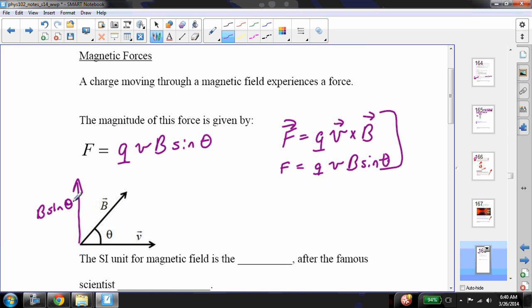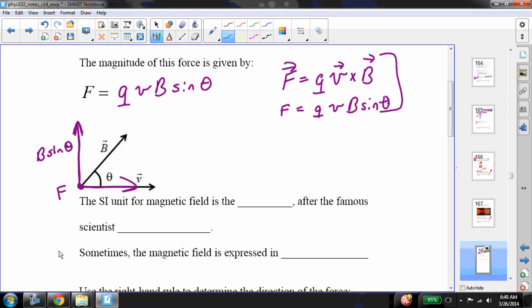All right. Now, the result of this cross product is going to be orthogonal to both vectors. So in this case, if V is in this direction, and our B sine theta is in this direction, then the vector F is going to be coming out of the page, coming towards you. And so you see it's orthogonal. That means perpendicular to both vectors. We'll see that again in just a bit.